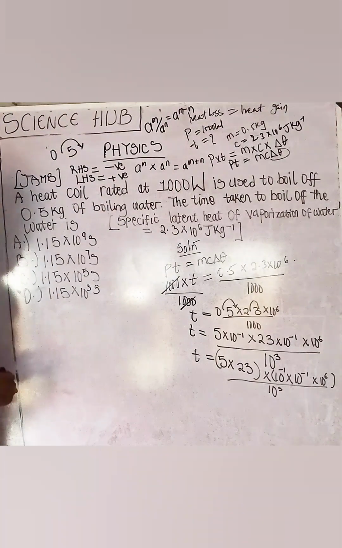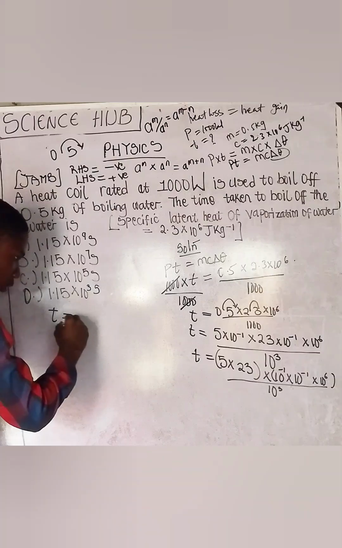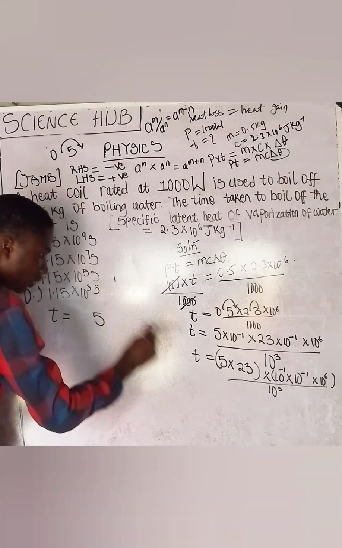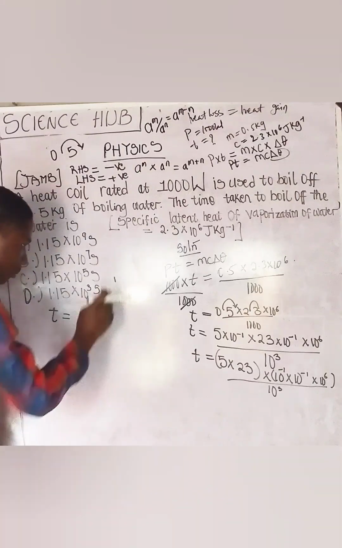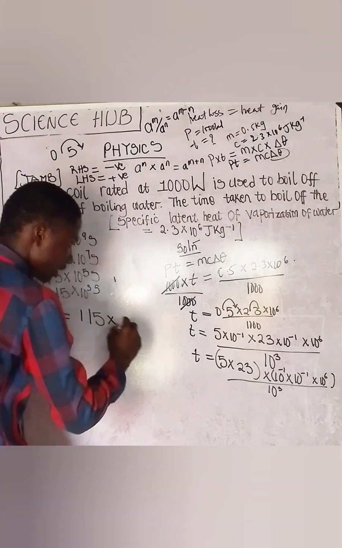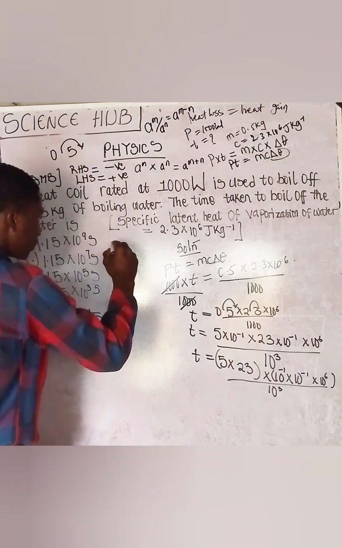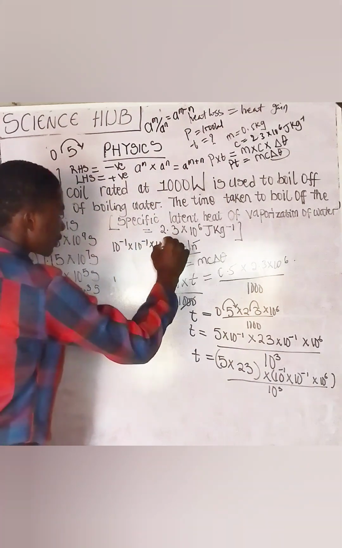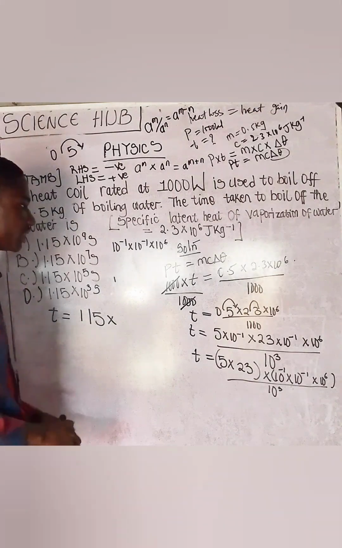Let me use this part. So t will be equal to what? 5 times 3 is what? 15. You write 5, carry 1. 5 times 2 is what? 10 plus this is 11. So we have 115 times 10 raised to the power of 1 times 10 raised to the power of minus 1 times 10 raised to the power of 6. Let's just take that out and solve specially.